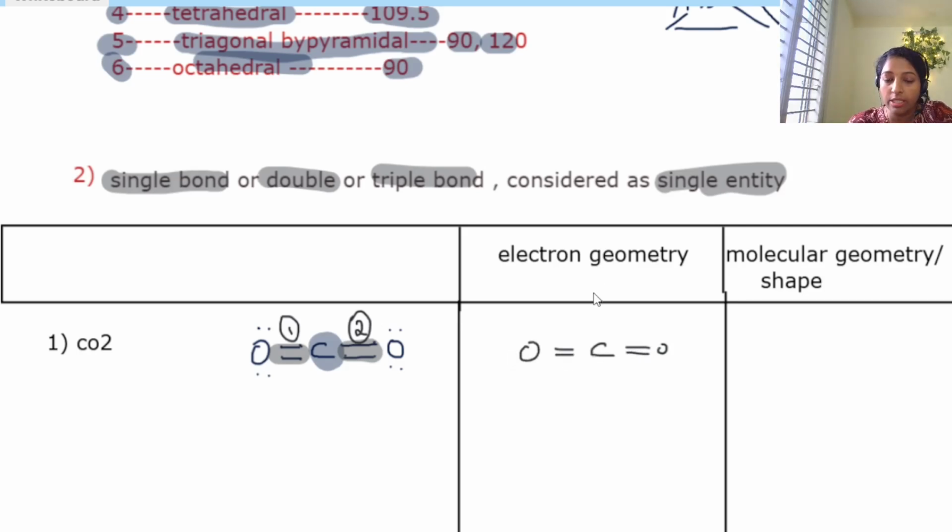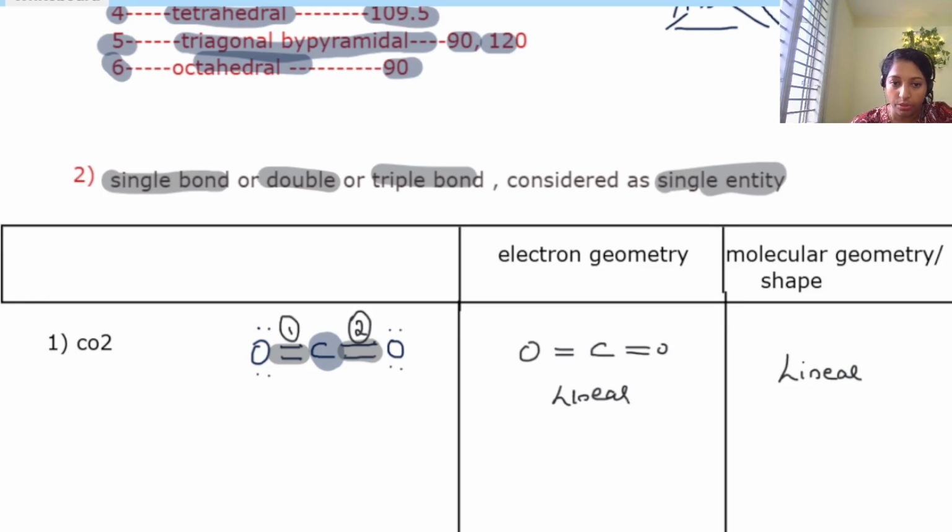Here you can see two columns: electron geometry as well as molecular geometry. What do we mean by electron geometry? Electron geometry means how the electrons arrange themselves, and molecular geometry means what the shape is. Very carefully, if there is no lone pair on the central atom, then the electron geometry and molecular geometry will be the same. Here electron geometry is linear, and similarly molecular geometry is also the same. No difference. So in this way, you can say CO2 is linear.